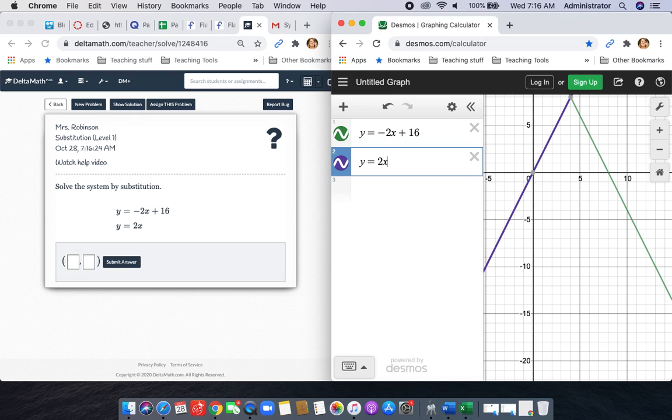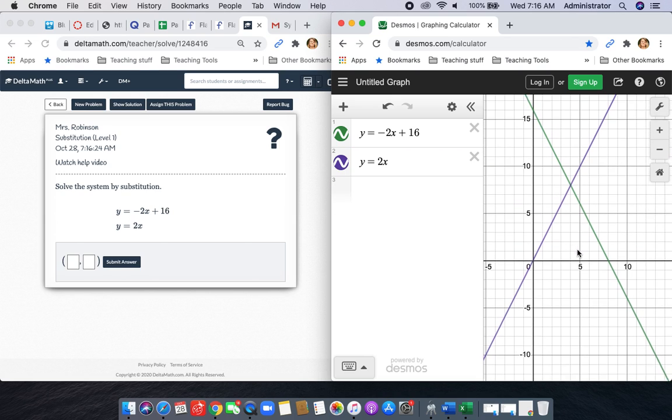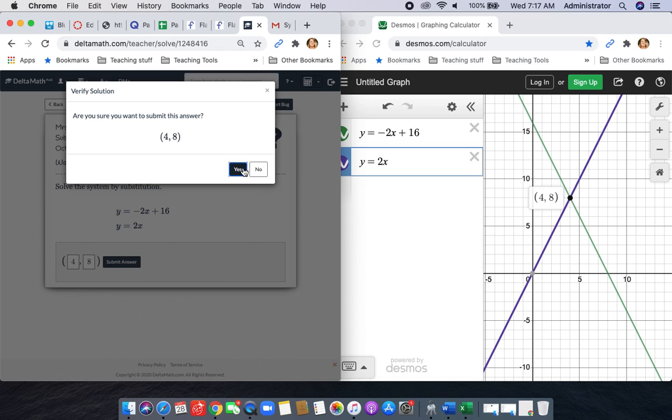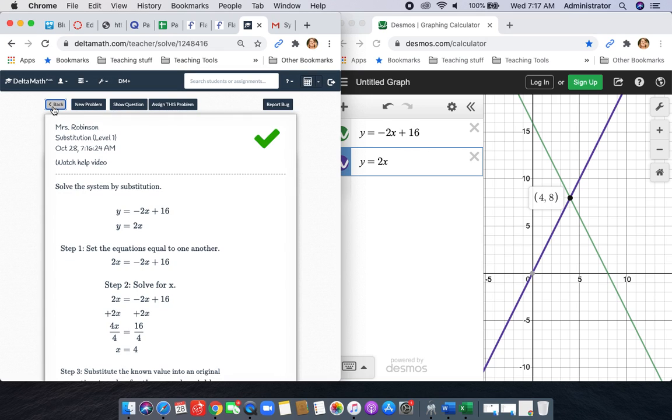Doesn't matter if you remember the name. We're just finding the solutions. And here they intersect. I can click on that point at 4, 8. How easy is this stuff going to be? Short, easy assignment today, and you will quiz on this tomorrow, so this should be an easy 100.